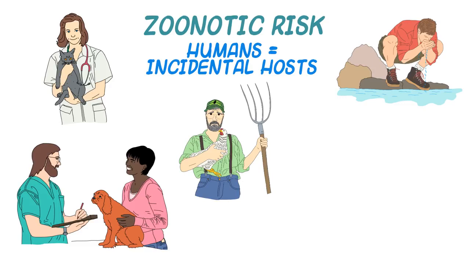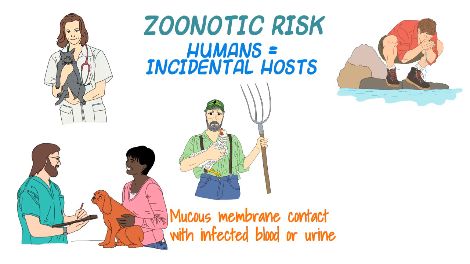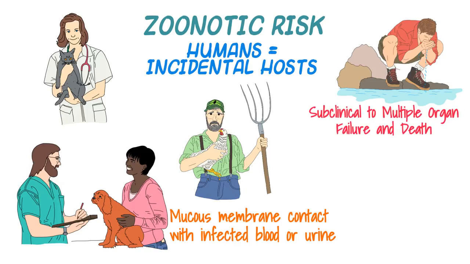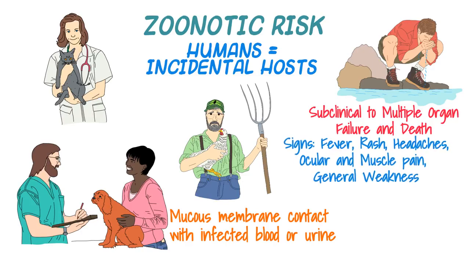How does such exposure occur? Through contact of mucous membranes with blood or urine from the infected animal. In human patients, just like other incidental hosts, the disease can range from subclinical to multiple organ failure and death. Reported signs in human patients include fever, rash, headaches, ocular and muscle pain, and general weakness.